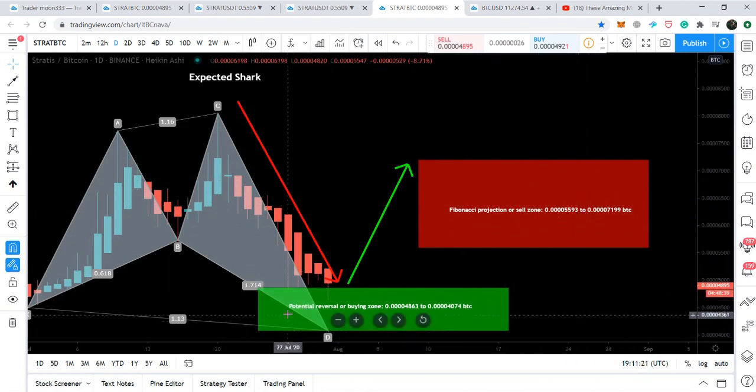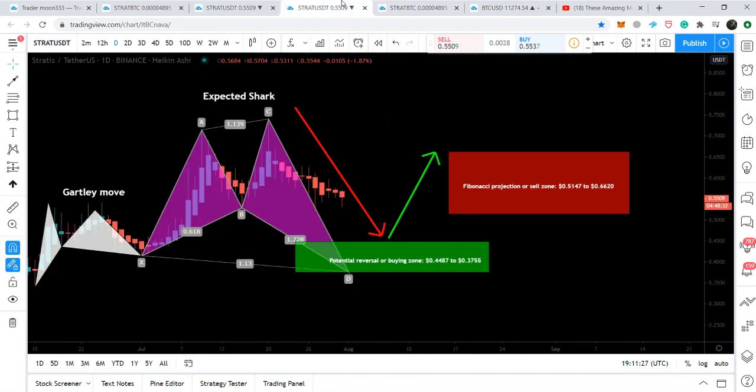And this should be our stop loss in any case. We should use this potential reversal zone as our stop loss, because if this potential reversal zone of the bullish shark pattern will be broken down, then it can even move more down. And definitely I'll post more update on that if we will have that situation.